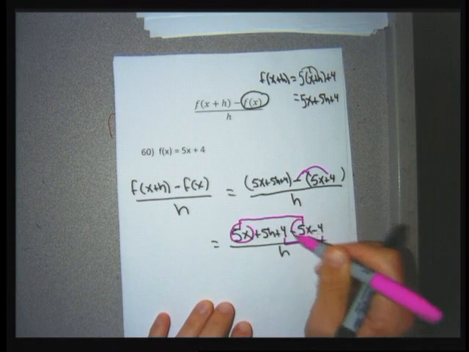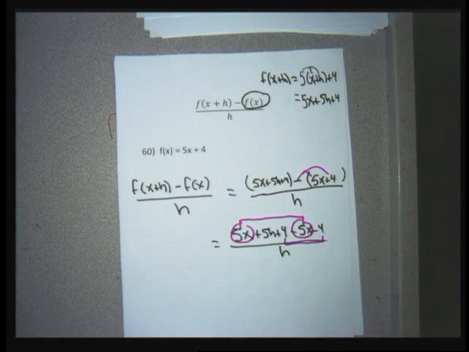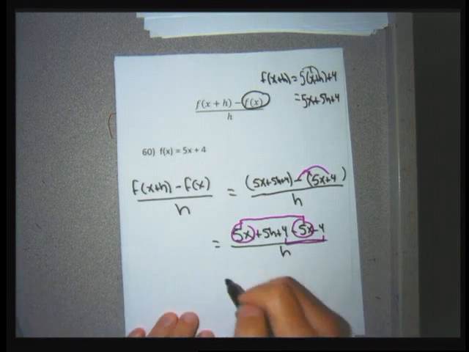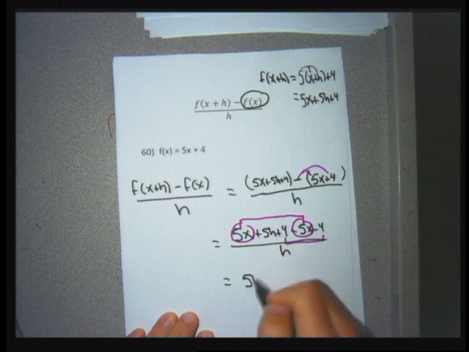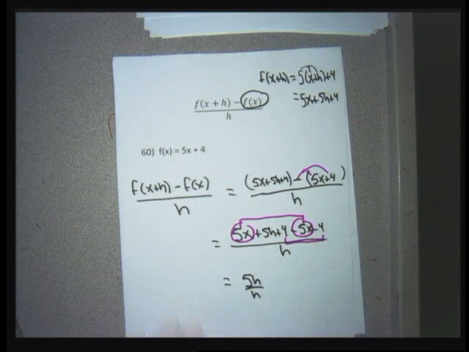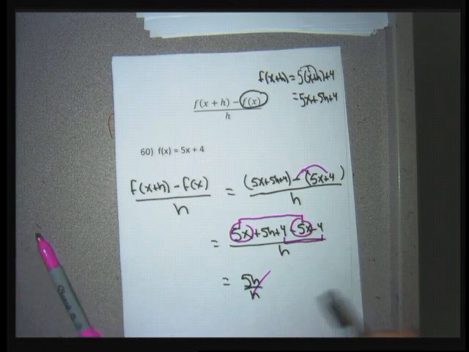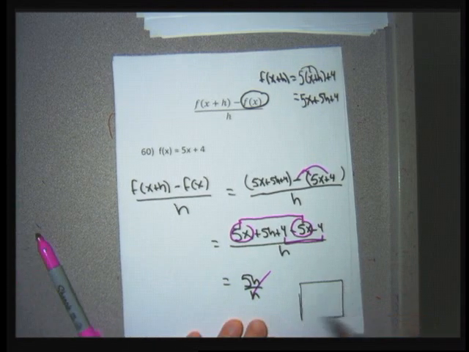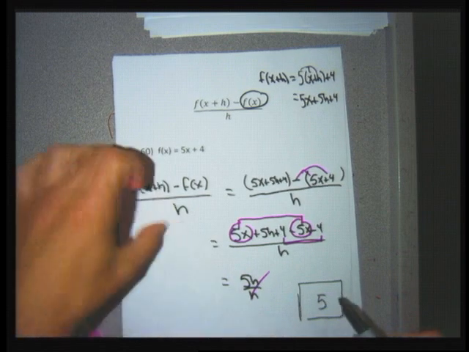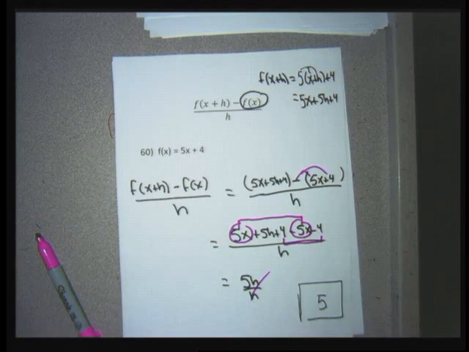5x and the 5x have opposite signs, so they cancel. The 4's also cancel. So when I combine like terms in the numerator, the only thing that doesn't cancel is the 5h. I'm left with 5h over h. The h's cancel, and the answer to problem 60 is just the number 5. I can write this whole function thing next to the answer, or just write the answer, and I'm just going to write 5 to save space.